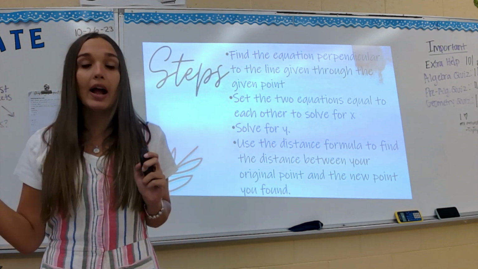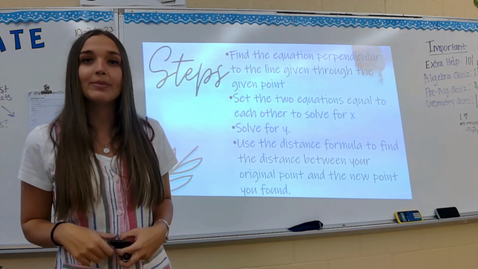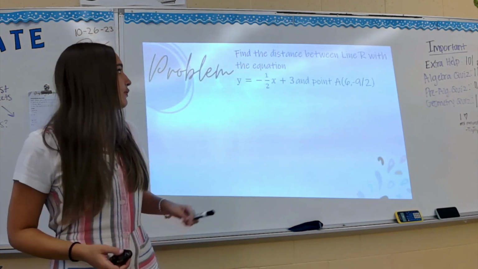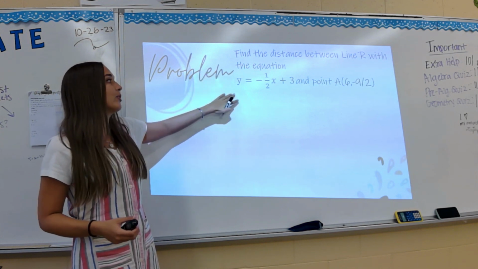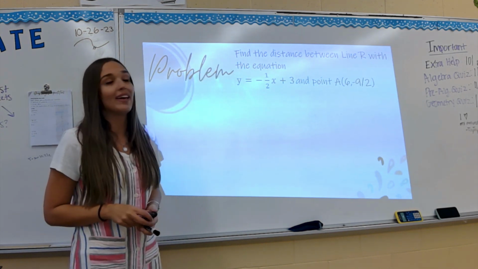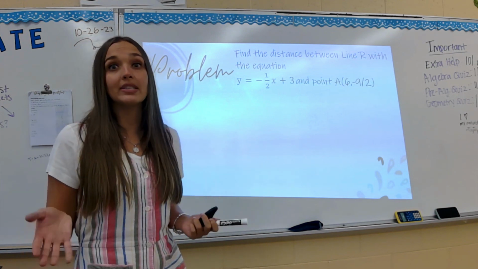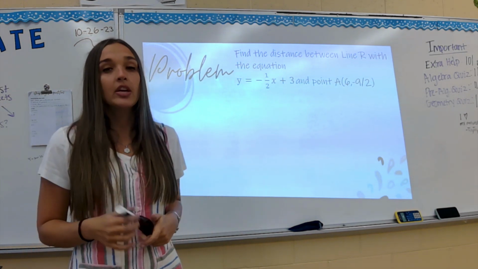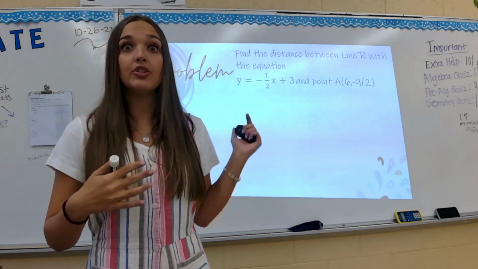Of course, this sounds like a lot, so let's take a look at an example problem to make sure we're understanding what I'm saying. For this example problem, we want to find the distance between line R with the equation y equals negative 1/2 x plus 3, and the point A, which is (6, negative 9/2). So they give us our line, they give us our point, and now we have to continue with our steps.